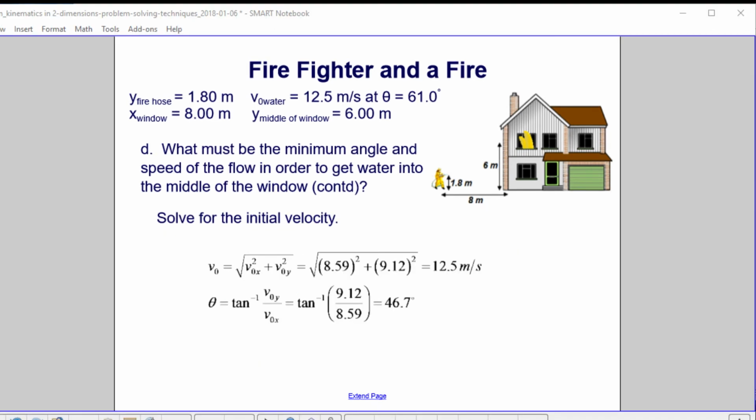And now we just have to put together our 2 components of the initial velocity in the x direction and in the y direction, and we find that our v0 is 12.5 meters per second. We find the angle using inverse tan, and we have to fire the water at 46.7 degrees, and then it'll go right up. Should have peaked right over there, right in the middle of the window.